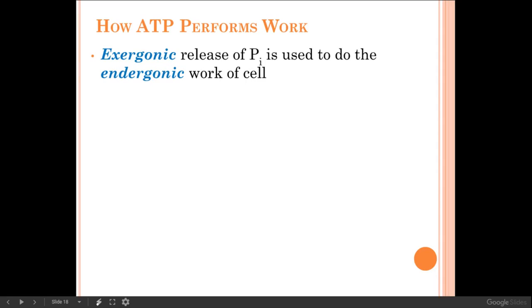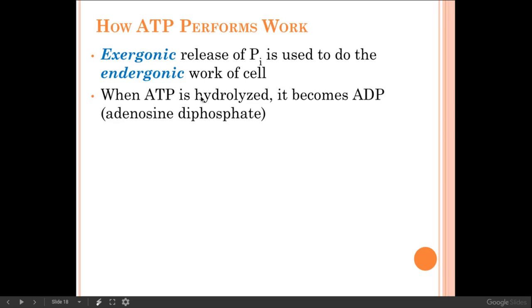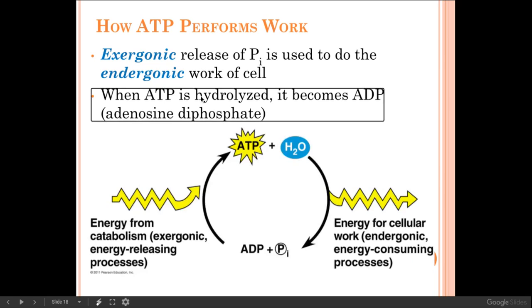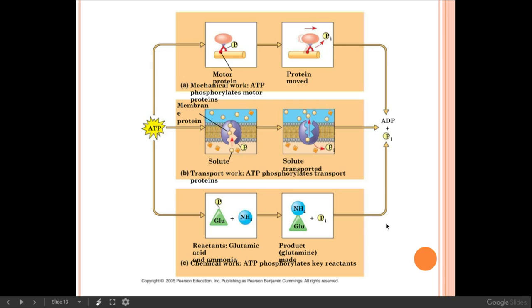How does it work? The exergonic release of phosphate is used to do the endergonic work of a cell. So as the energy exits the ATP, it is going to enter the endergonic work of that reaction. So when ATP is hydrolyzed, it becomes ADP. That's adenosine diphosphate. So energy from catabolism powers the anabolism. The energy from exergonic reactions powers the endergonic reactions.